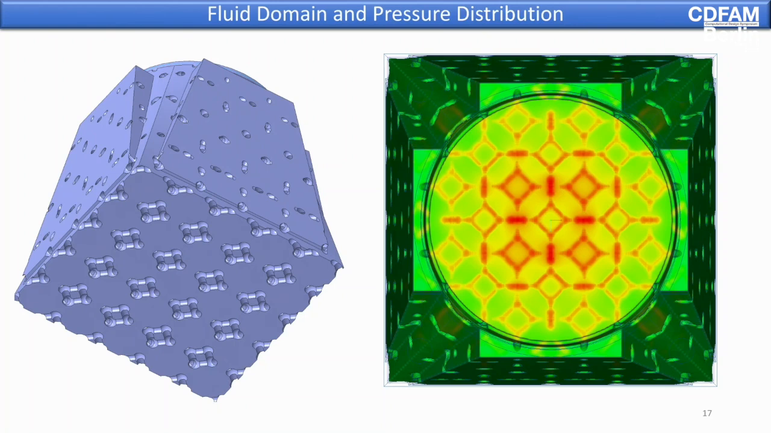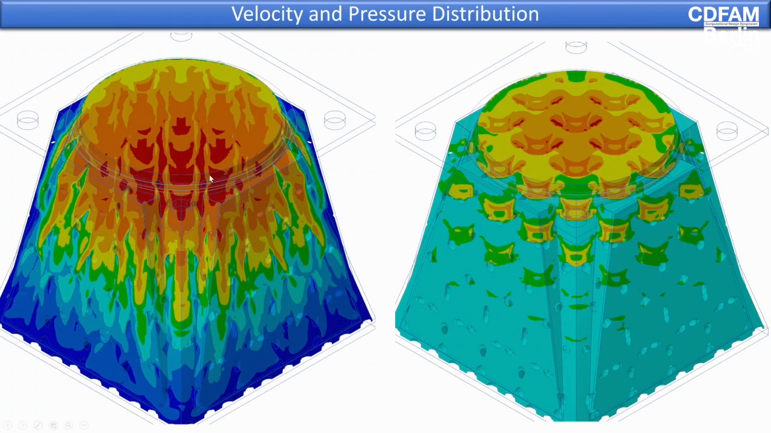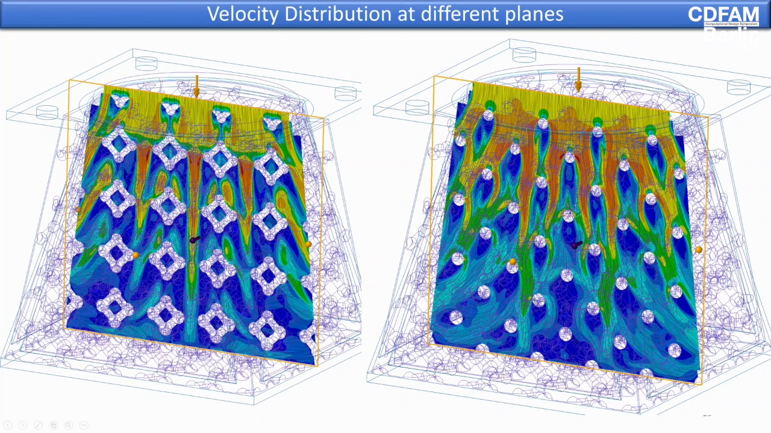And because most of these geometries are voxel-based and implicit, the transfer is very fast. So you can find the velocity distribution and the pressure distribution, and you can cut it in various planes, and you can see this is real-time stuff.